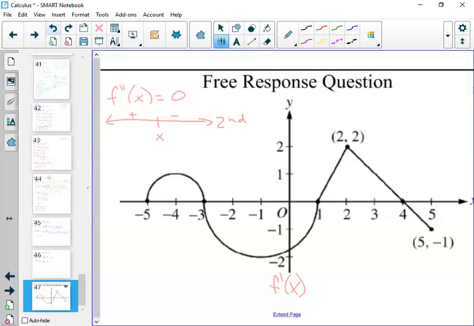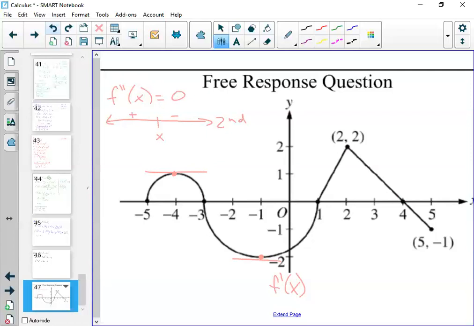Well, what do we have here? This is a graph of the first derivative. So let's find all the places where the slope, not the value, the slope of the first derivative is 0. That's going to be here, and that's going to be here. Right, the slope of the tangent line is 0 in both of those locations.